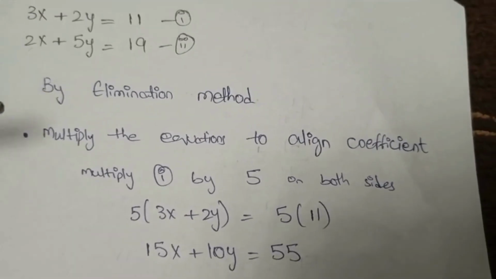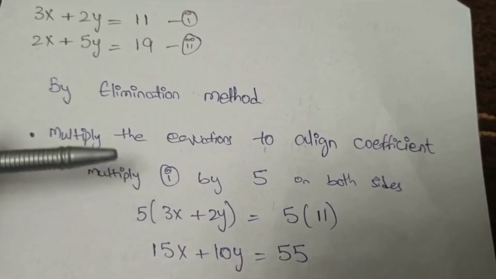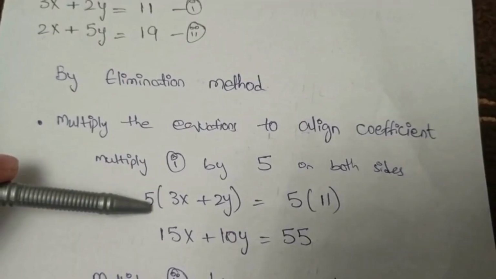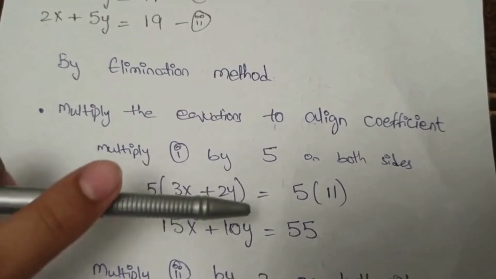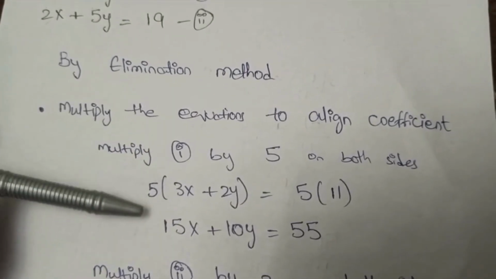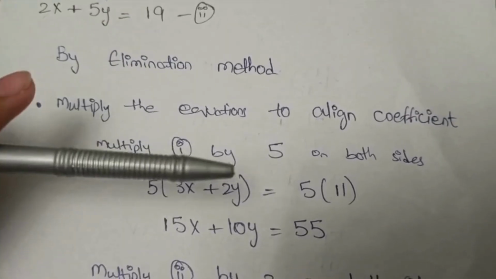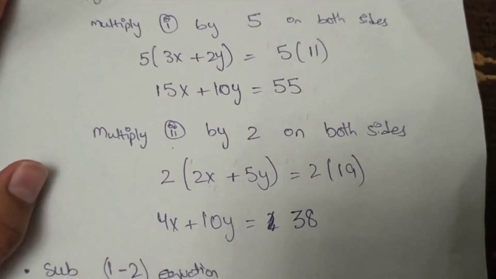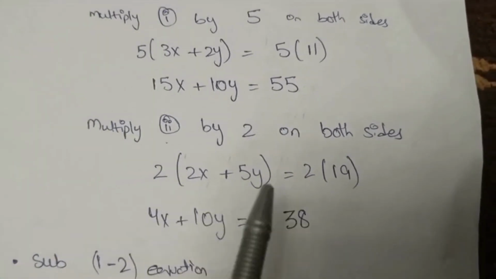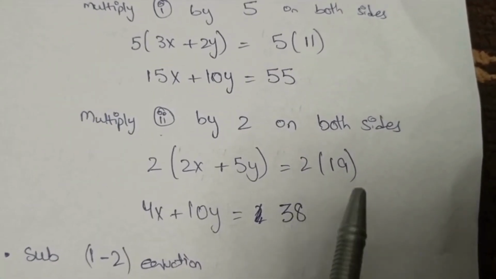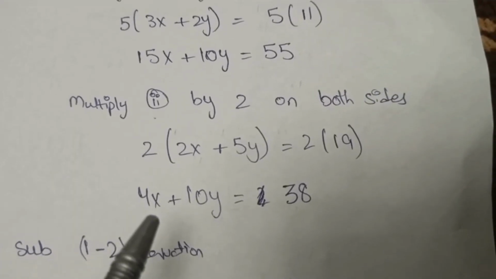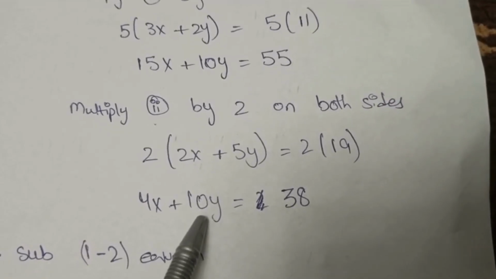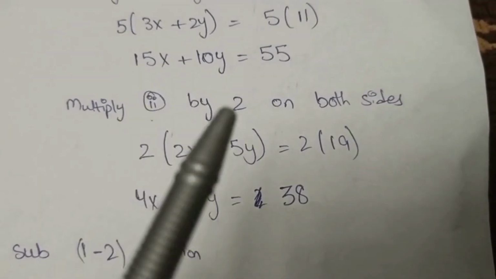So like I multiplied equation 1 by 5 and equation 2 by 2. So when I multiply equation 1, 5 multiplied by 3x plus 2y, 5 multiplied by 11. 5 3s are 15, 5 2s are 10, and 5 11s are 55. And when I multiplied equation 2 by 2 on both sides, 2 multiplied by 2x plus 5y is equal to 2 multiplied by 19. My equation becomes 4x plus 10y is equal to 38. Now you can see that we have got 10y in both equations.